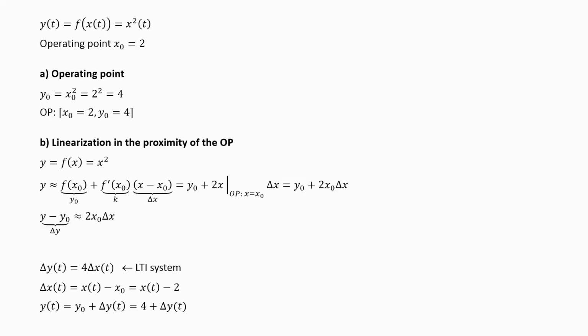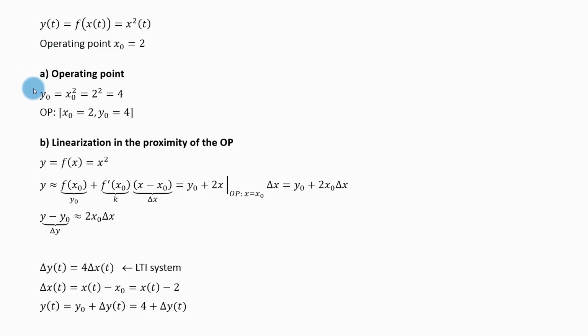On this slide, I will do a linearization very similar to the one which I did on the previous slide, but here I will do it on a completely abstract level. So my system, my output is given as some nonlinear function of the input. Specifically, I will use this nonlinear function. And I'm also given the operating point at the input, which is this number. So first I need to find the operating point.